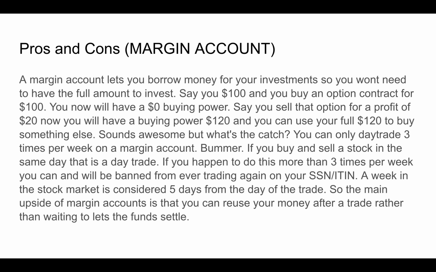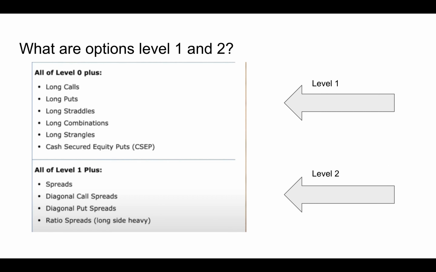And if you have more than $25,000, this does not apply to you, but as long as you have under $25,000, you can only trade up to 3 times per week. So options level 1 and 2. Level 1, all of level 0 plus, and then all of level 1 plus, just move it down 1. So level 1 plus and level 2 plus.